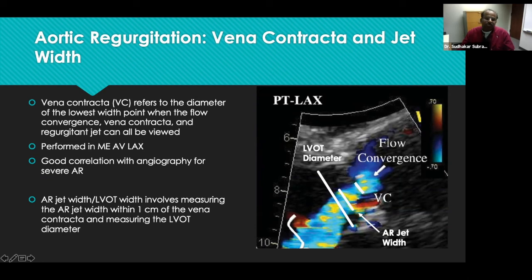But that is just the two-dimensional estimation. You can also do the area of the jet to the area of the LV. That's the second way of quantifying it. And we can do something called a vena contracta, which is the narrowest portion where the flow convergence happens, usually right at the cusp area. If it's more than 0.6 for this AI, it's considered severe.